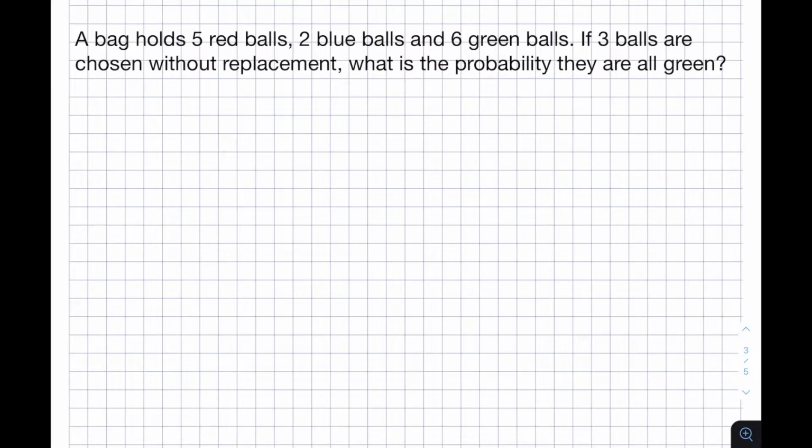In this question, we're told a bag holds 5 red balls, 2 blue balls, and 6 green balls. If 3 balls are chosen without replacement, what is the probability that they are all green? So, to analyze this question, we first need to notice that this says without replacement. That means that the trials are dependent, so this has to be a hypergeometric distribution.